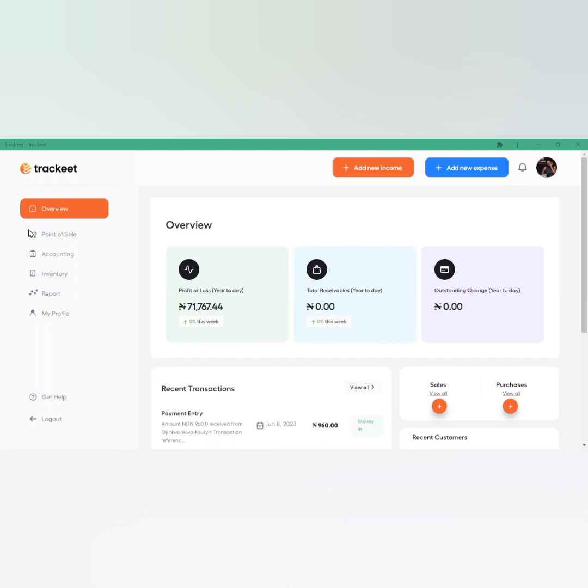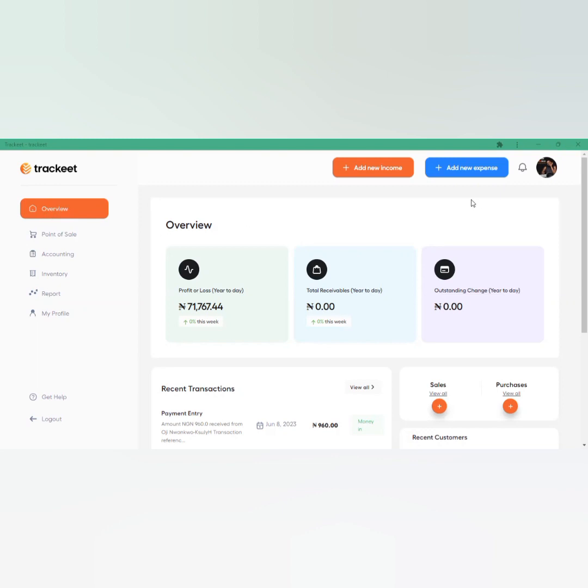Today we're looking at how a hair salon business owner can use Track It to manage and track their everyday activities. Here are the different modules available on the Track It app, and we are going to be talking about how all of these modules actually help the business to grow.